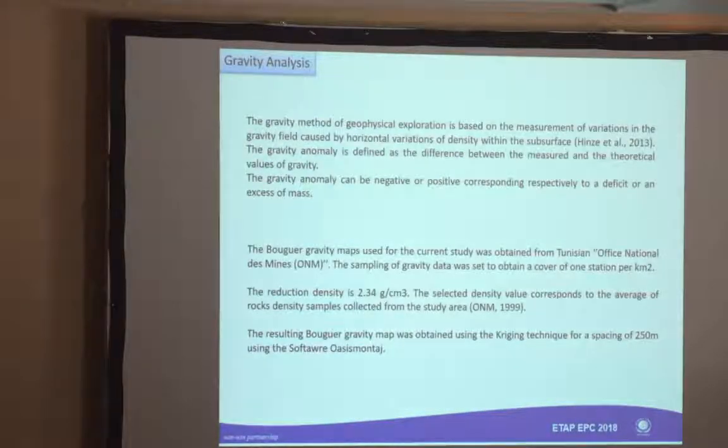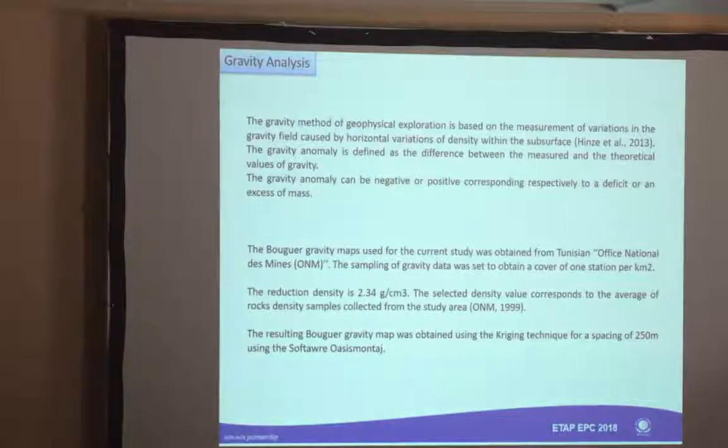Let's move on now to the gravity analysis. To begin, let's introduce a small definition of the gravity method, which is a geophysical exploration method based on the measurement of variations in the gravity field caused by horizontal variations of density within the subsurface. The gravity anomaly is defined as the difference between a measured and a theoretical value of gravity. Then it can be positive or negative, corresponding respectively to an excess or a deficit of mass.